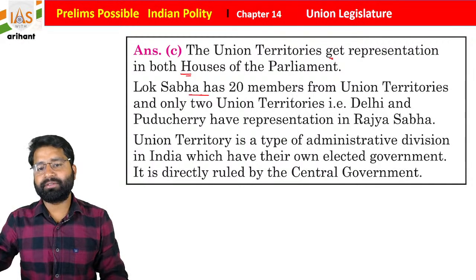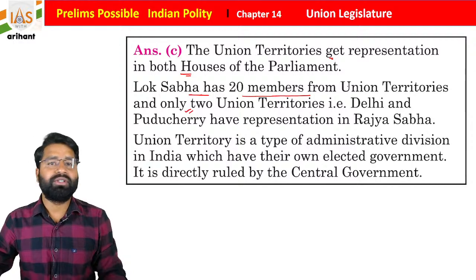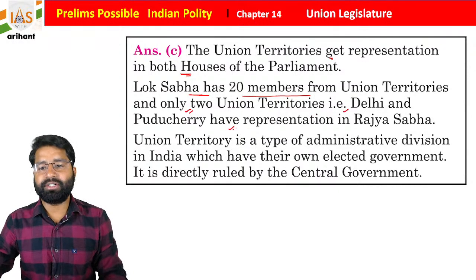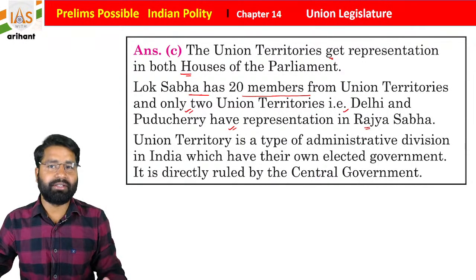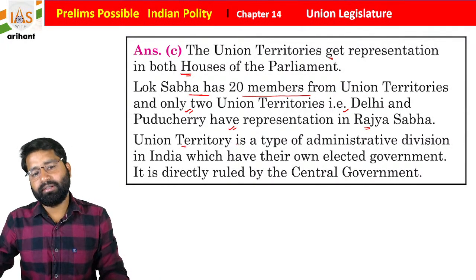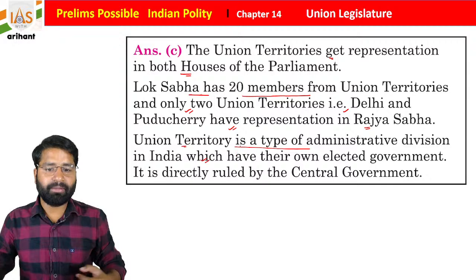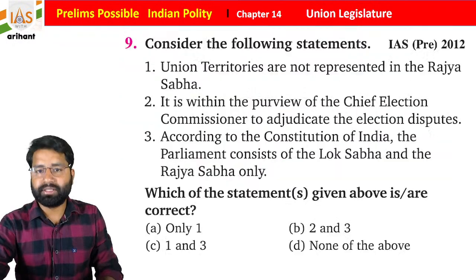Lok Sabha has 20 members from union territories, and presently only 2 union territories, Delhi and Pondicherry, have representation in Rajya Sabha. Jammu Kashmir will also get it, and Ladakh. A union territory is a type of administrative division in India which has its own elected government and is directly ruled by the central government, students.